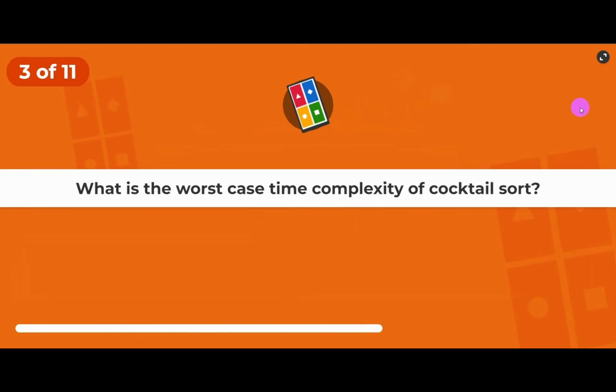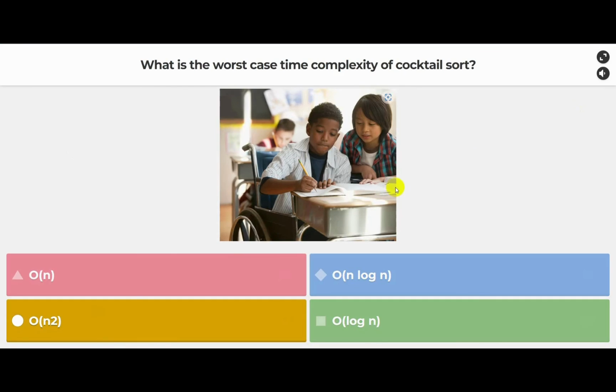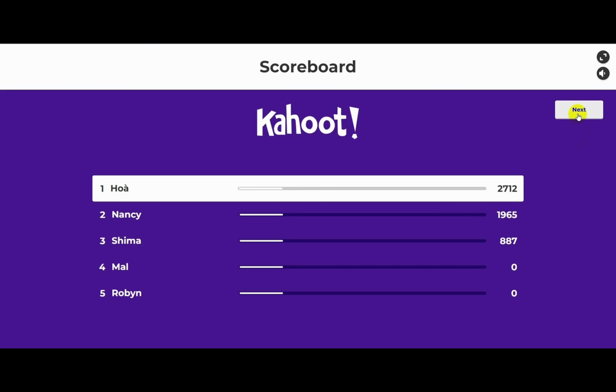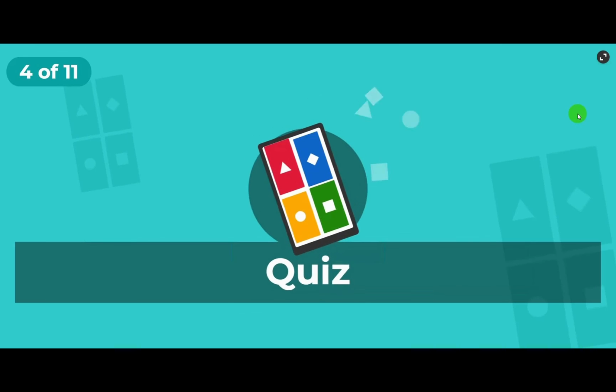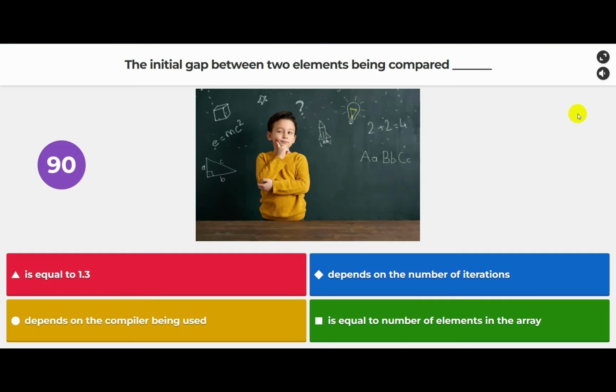What is the worst-case time complexity of cocktail sort? The worst-case time complexity of cocktail sort is O(n squared), like Nam already said before. What is the initial gap between two elements being compared? The initial gap is equal to the number of elements in the array.